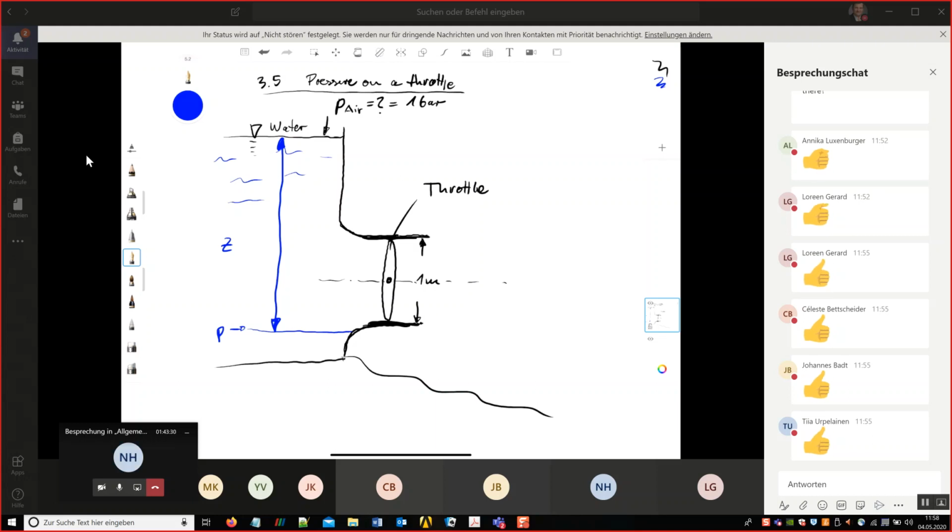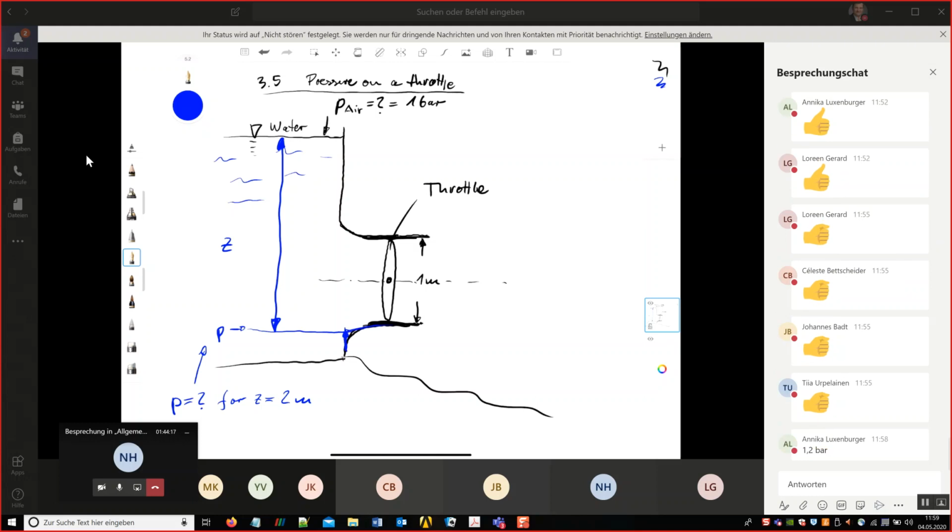Okay. Let's say Z has a value of, how high can we make it? Let's say, how high is the pressure if Z is 2 meters? Can someone give me the answer? If Z is 2 meters, how high is the pressure here in this position? Yeah, 1.2 bar.